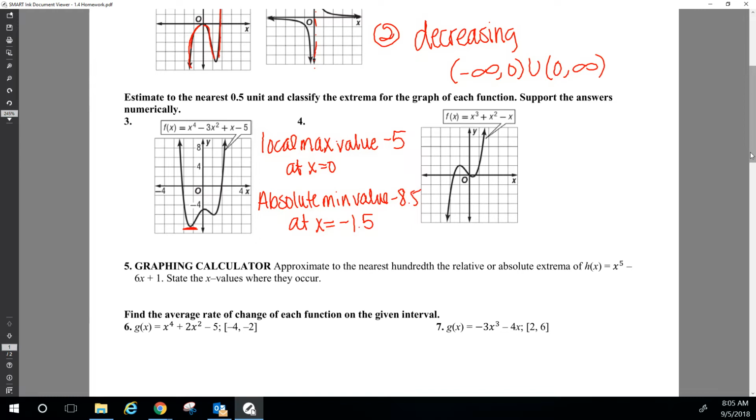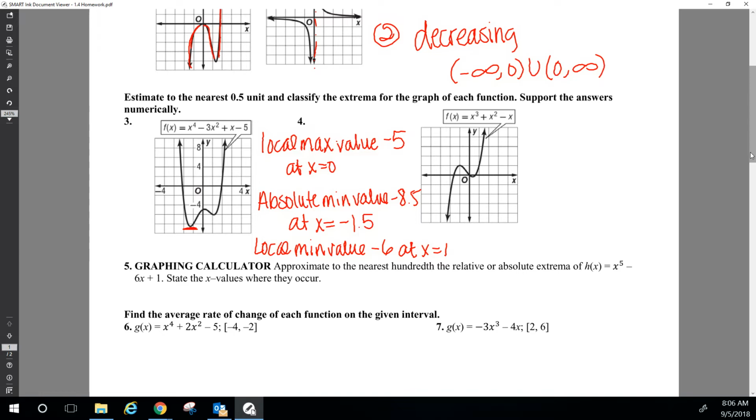All right, so that took care of our absolute minimum. We also have this little local minimum over here. That value, let's see if we can figure out the scale on this one. 2, 4, 6 would be at negative 6. So local min value of negative 6 at x equals 1 there. Roughly, more or less. All right, number 4.